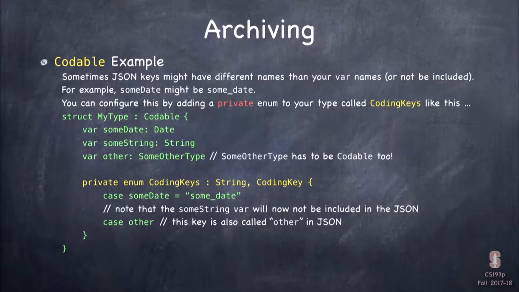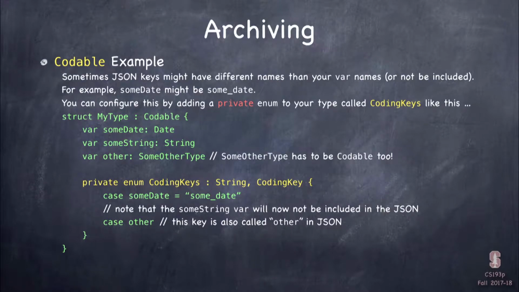And all it does is have a case, it's an enum, right? It has a case for every var that we want encoded. So if we have a var we don't want encoded, just don't put that case there. And if you have a var that you do want encoded, but you want to change the key, just say equals the key you want. So here I've said case someDate equals some_date. So now in the JSON, it's going to say some_date instead of someDate.